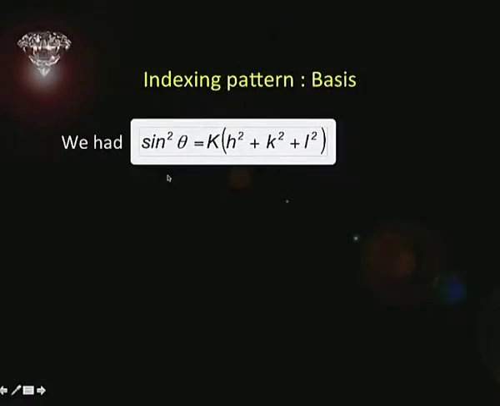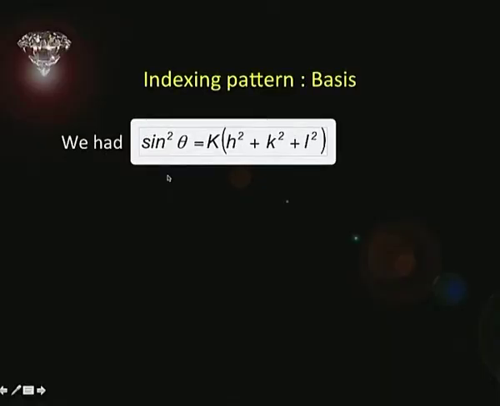So, we had this equation, sin square theta equal to k times h square plus k square plus l square, wherein k is a constant which is equal to lambda square by 4 a square. Lambda is the wavelength of the X-rays used and a happens to be the unit cell parameter for a cubic crystal.